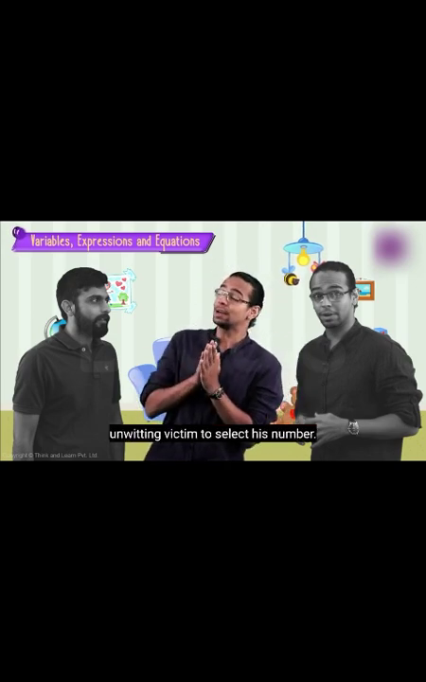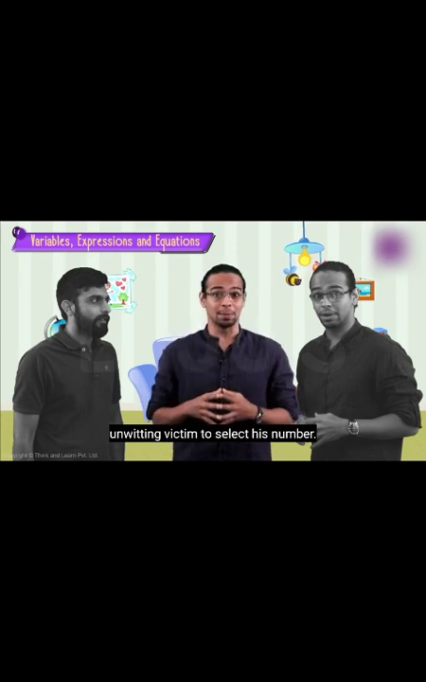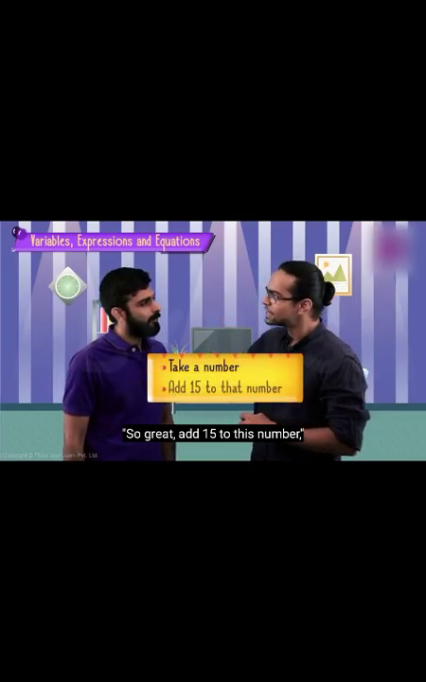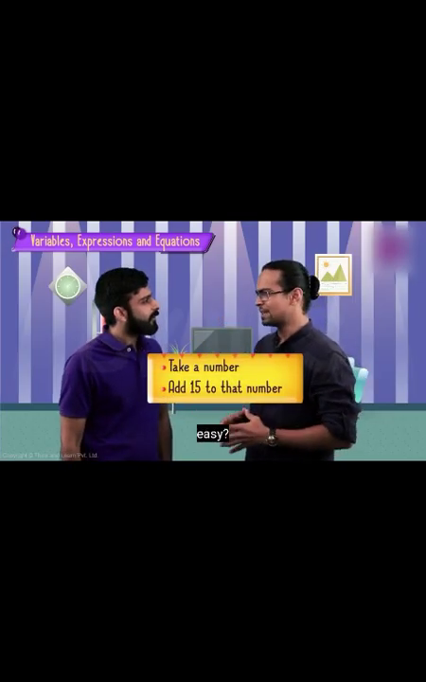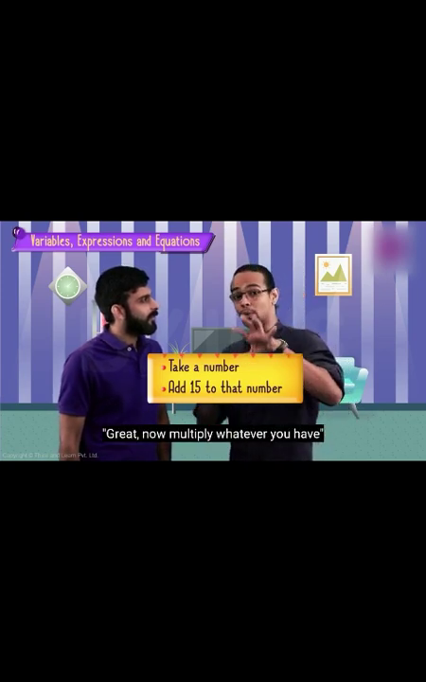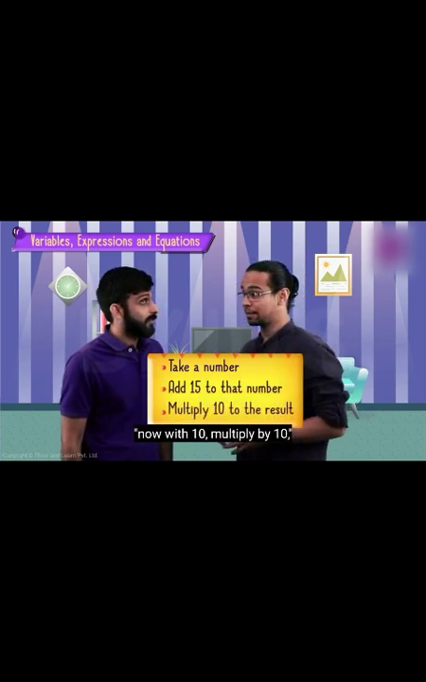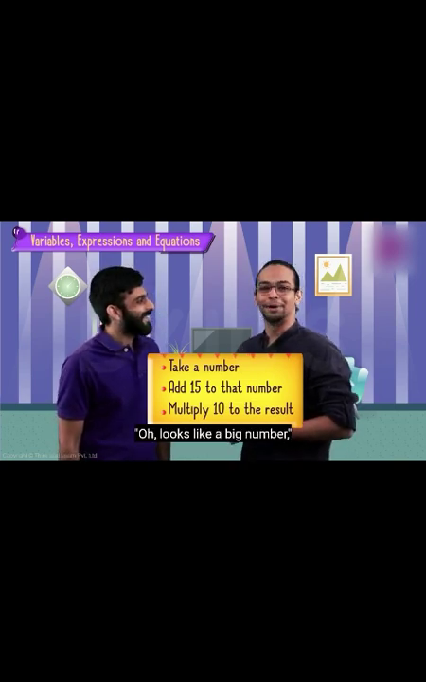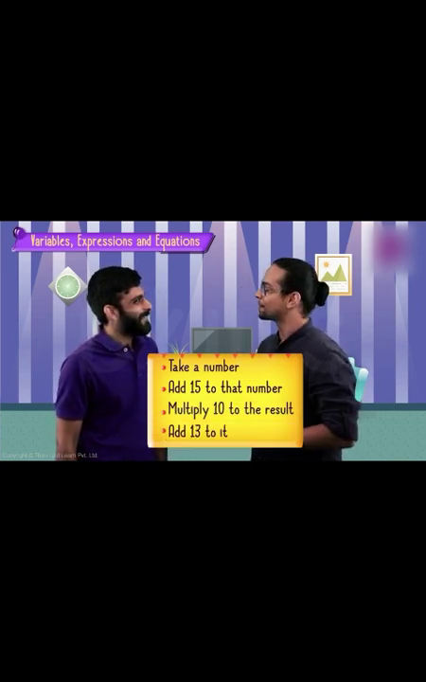So now that I've asked my unwitting victim to select his number, what happens on my end? His number could be anything, right? It would be totally wrong for me to assume any number. So let's see what happens next. So great. Add 15 to this number. Okay. Easy? Great. Now multiply whatever you have now by 10. Okay. Ooh, looks like a big number. How about you add 13 to this?